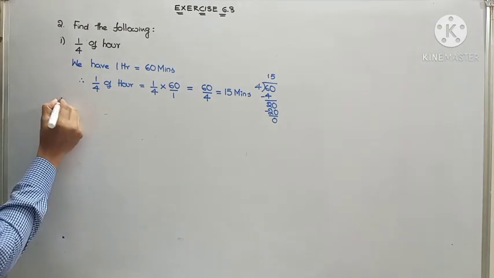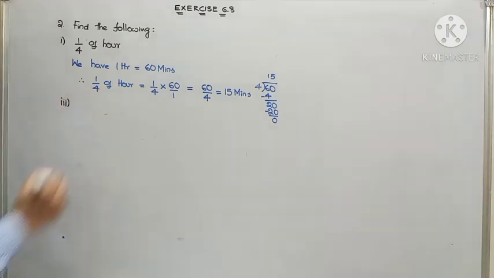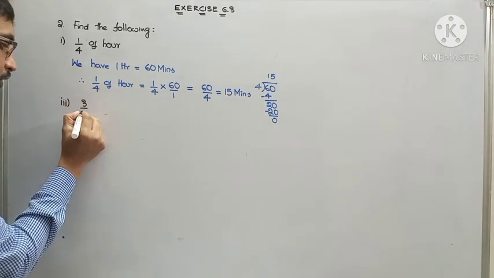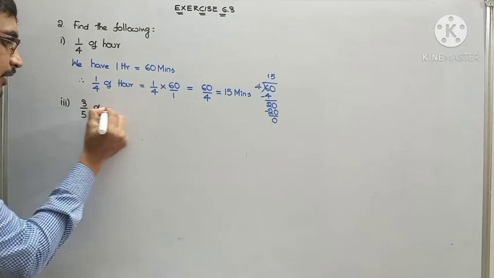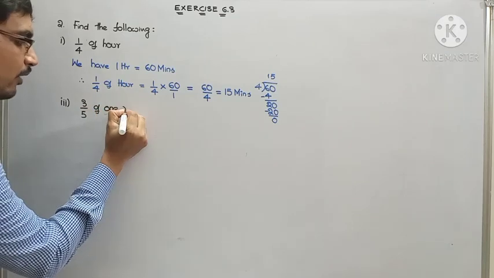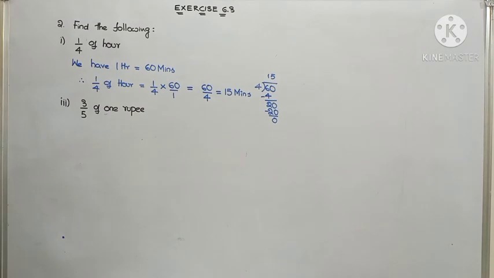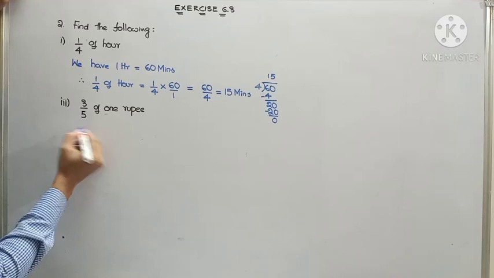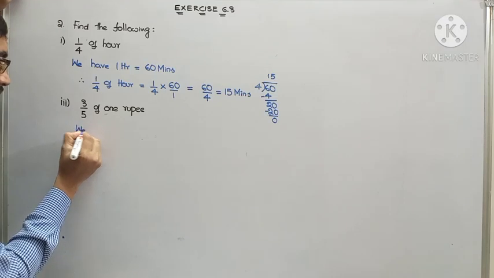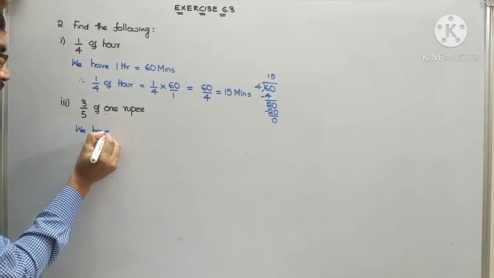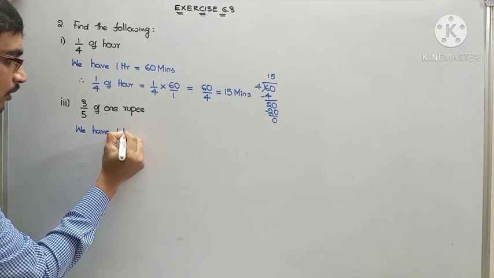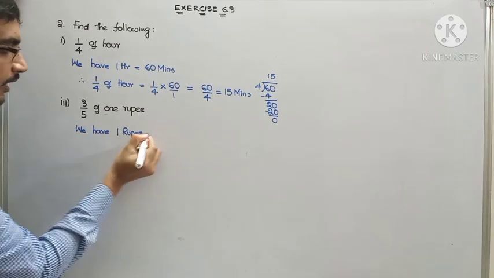Now the third one, 3 by 5 of 1 rupee. So here also we have, 1 rupee is equal to how many paise? 100 paise.